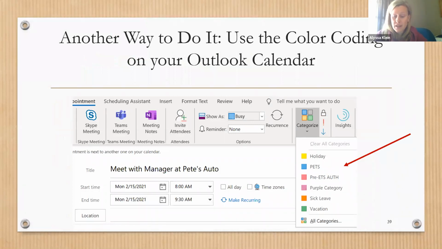The easiest way to indicate time on your Outlook calendar is to use the Categorize feature. This is a screenshot of the name of the categories I have chosen for each color. You'll see I chose blue for Pre-ETS and pink for pre-ETS authorized services.